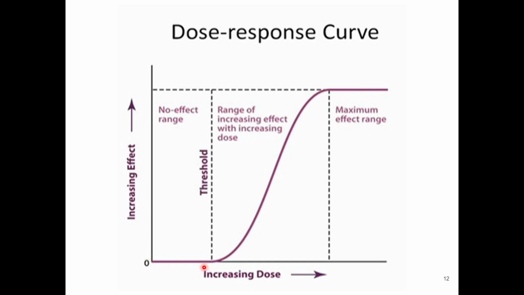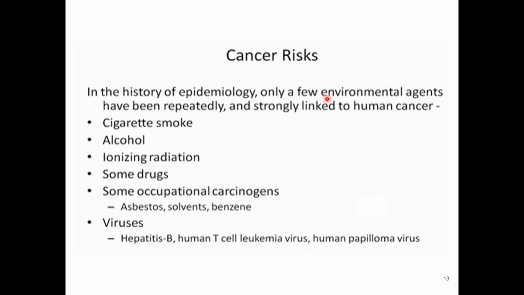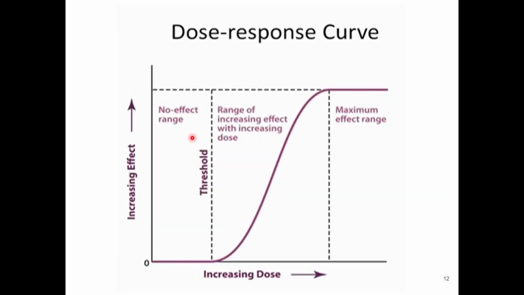So the region between the threshold and the saturation is basically the range of increasing effect with increasing dose, and after it has reached saturation, it is basically called the maximum effect range. So that is basically the dose response curve. It is a very trivial curve, but it has a lot of meaning basically.